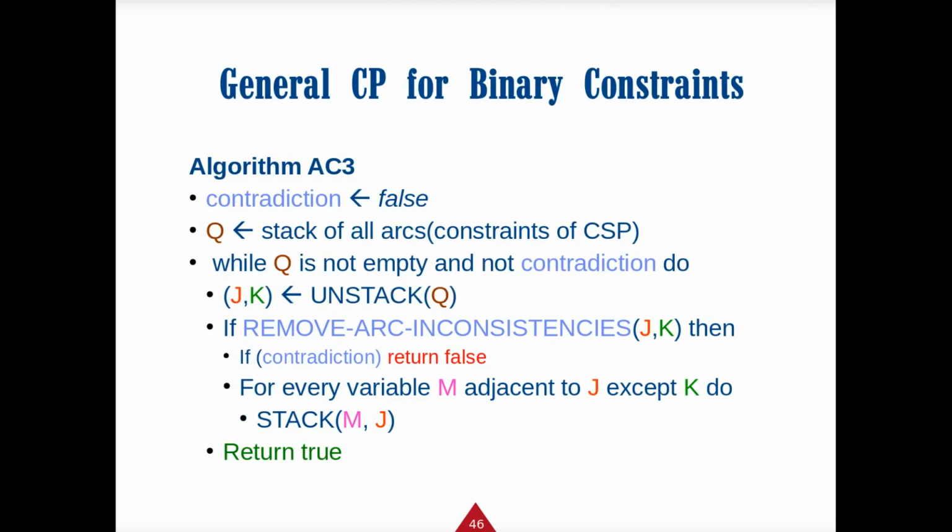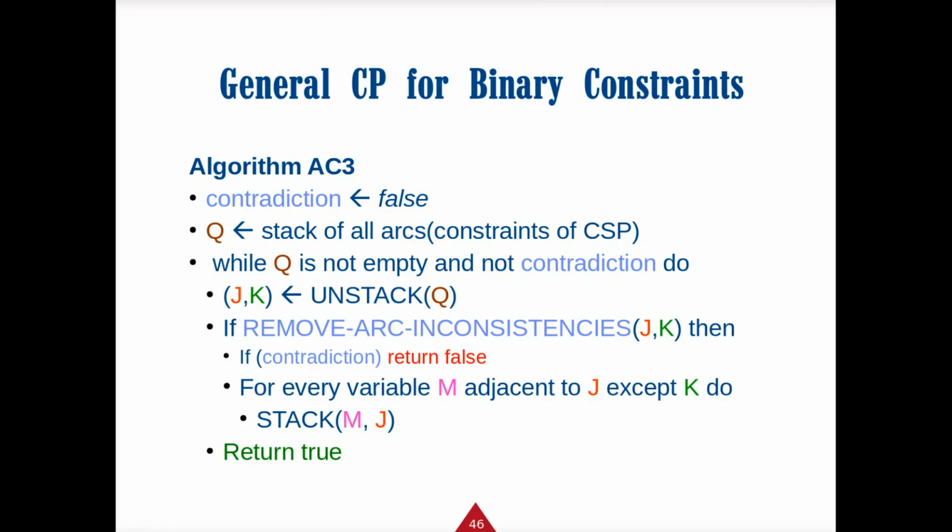And for the general constraint problem with binary constraints, the algorithm is called AC3. You start off with contradiction equals false, and then you put all arcs, basically all constraints of the CSP, into a queue Q. So while Q is not empty and there is no contradiction, do this.